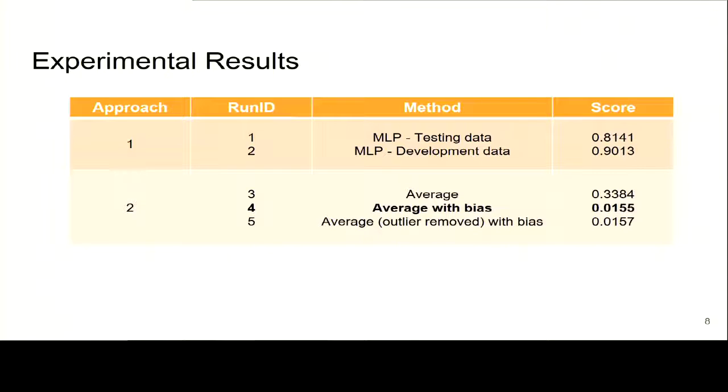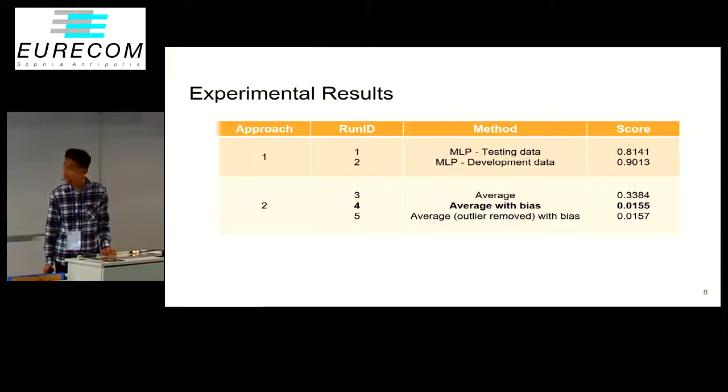They only participated in the first subtask. The best one is the one that uses the average with bias, that is, they observe and include the bias value in the result.